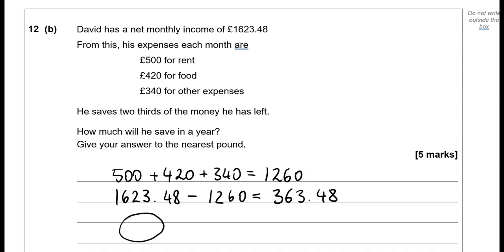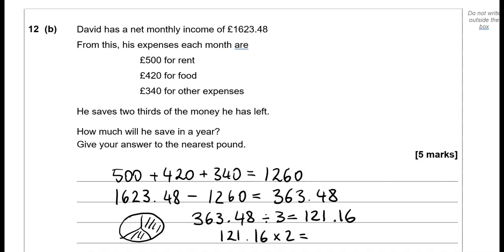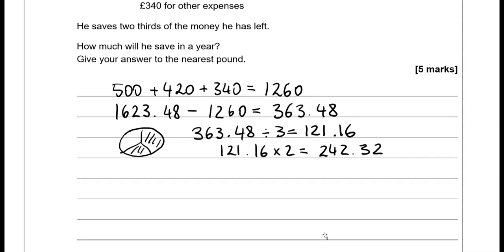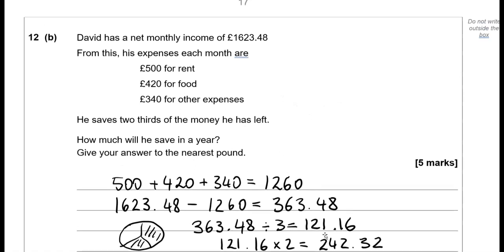So we know that 2/3 looks like this. There is 1/3, there's 2/3. So we're going to divide this by 3 and multiply it by 2. So 363.48 divided by 3 is 121.16 times 2 is 242.32. So that's how much he's going to save per month.